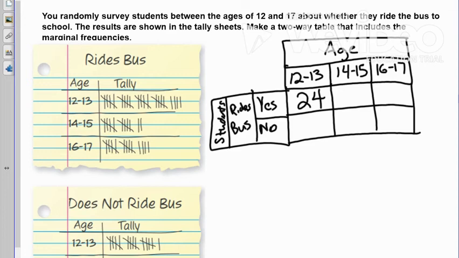Then 14 to 15, you have 12 students, okay? Again, because of 5 plus 2 in that 14 to 15 column. And then the last one, you have 14, okay? Now if you go down to does not ride the bus, we've got 16 that are 12 to 13 that do not ride the bus. 14 to 15, we have 13 students. And last, we've got 21 that do not.